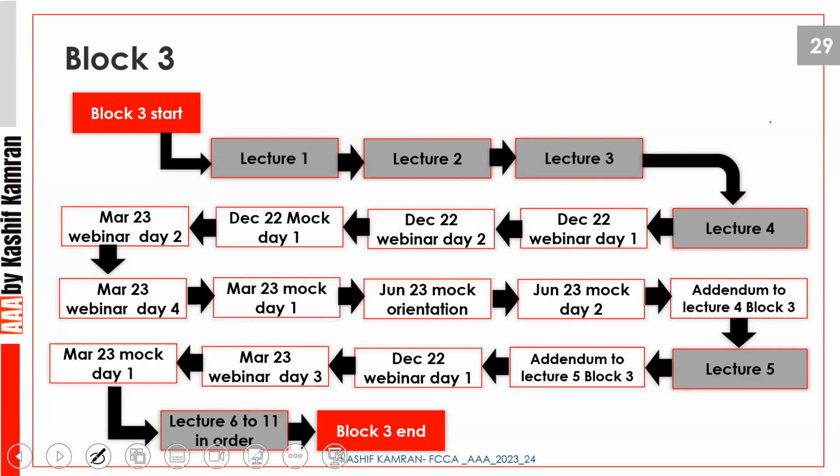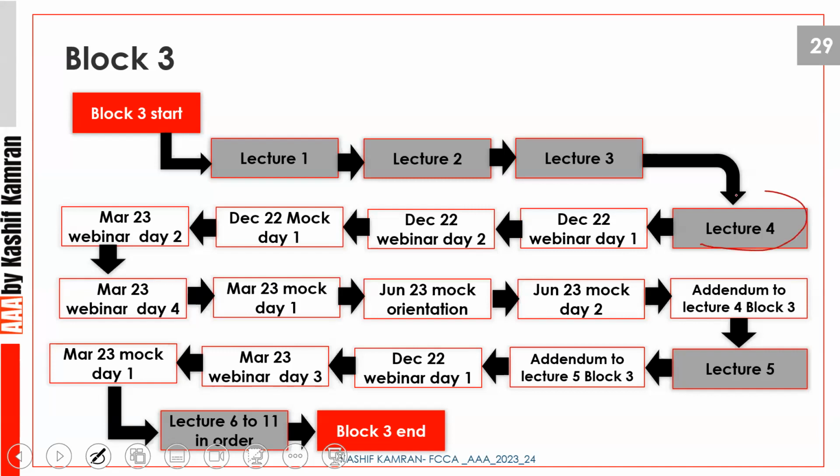Then you will jump to December 22 mock day 1. Then you will jump to March 23 webinar day 2 for additional practice and changes which have come since September 22. Then you will jump to March 23 webinar day 4. Then you will jump to March 23 mock day 1. Then June 23 mock orientation. And then June 23 mock day 2. And then finally you come to the addendum to lecture 4 block 3, which is on the portal.